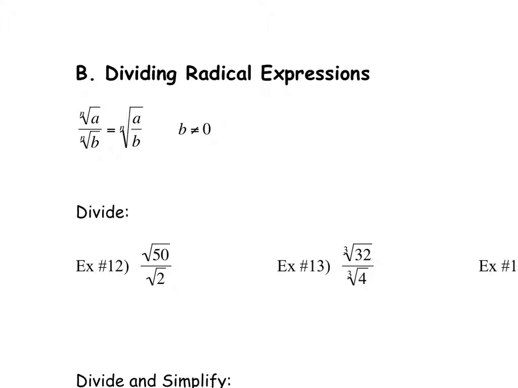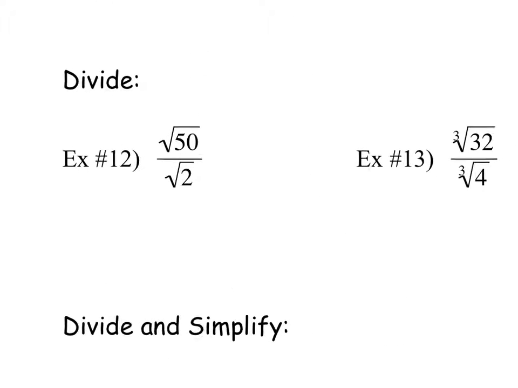We're going to divide. Now, to divide, they have to be the same index, okay? So the nth root of A over the nth root of B, you can combine those into 1 or you can split them up. This works both ways for equals. All right, so here we go. Example number 12.